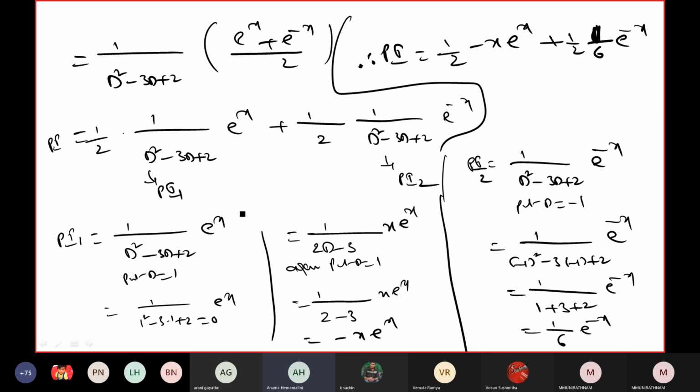Okay na? Replace it. Therefore the solution is y equal to cf plus pi. Okay na?